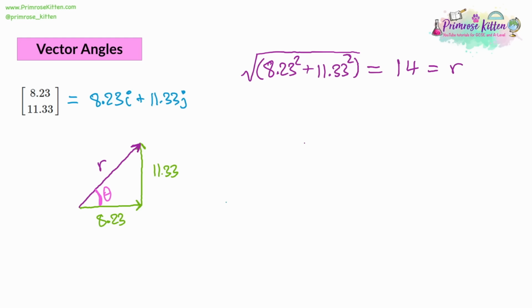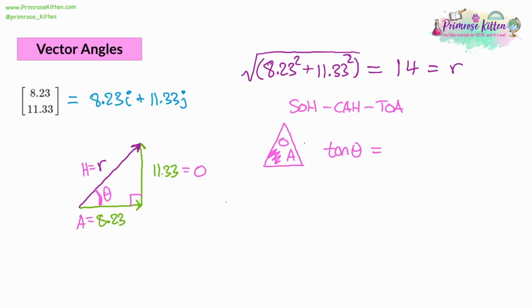So next, what about the angle? How do we find the angle? Now, again, it's going to be using trigonometry. So we've got the hypotenuse as r, the adjacent is 8.23, and the opposite is 11.33. So we're going to need a formula triangle. We're going to use SOHCAHTOA. Now, we have O and A as clues, so it's going to be a TOA question, and we're looking for the angle. So we can see we've got O over A. That means that tan of the angle is equal to the opposite, 11.33, over the adjacent, 8.23.